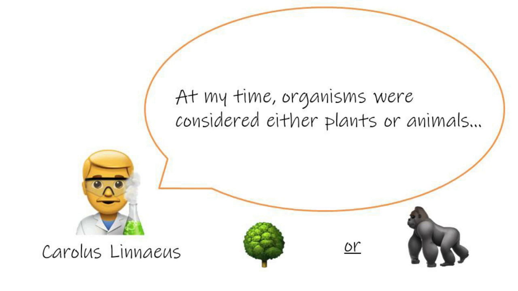The development of classification system. At the time of Linnaeus, organisms were considered as either plants or animals. In other words, there are two kingdoms only.